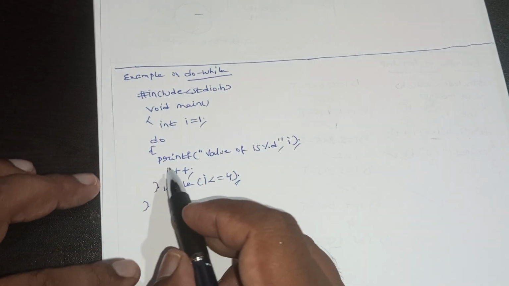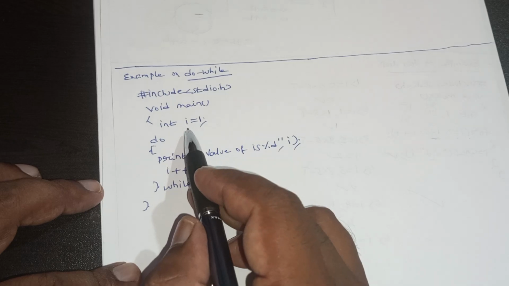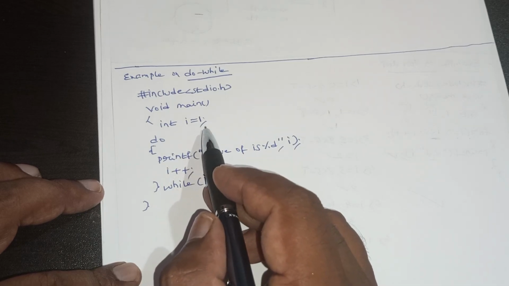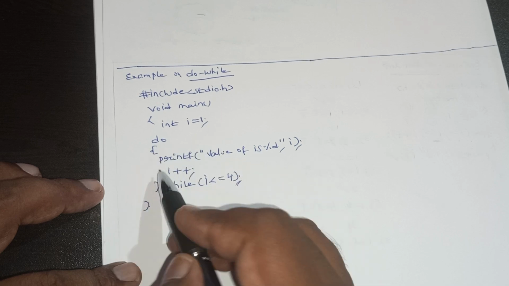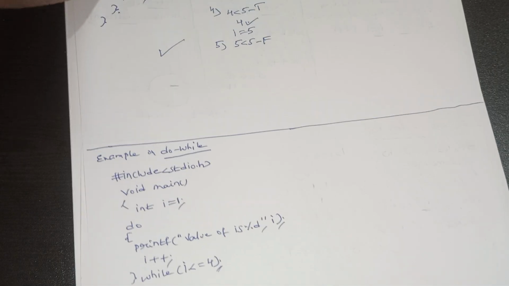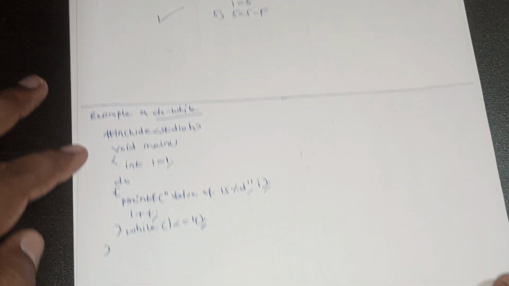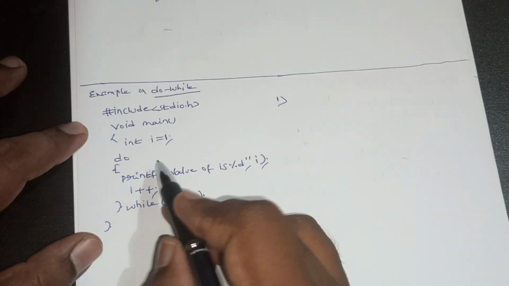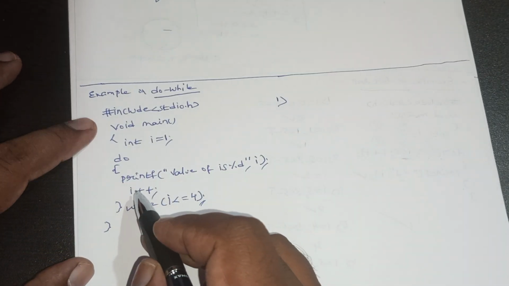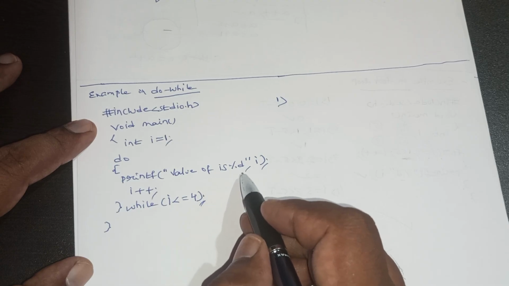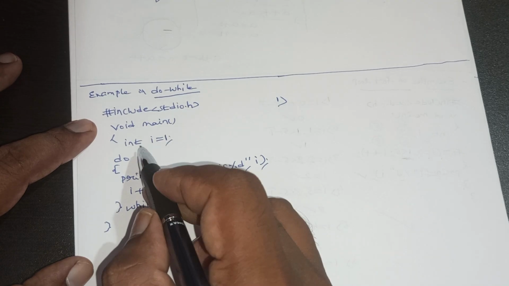Now what is the program or concept? I equal to 1. How to read it: I is a variable of type integer having the value 1. Now do it once. I'm writing the output here. See, I'm not checking any condition. Do it once. What am I doing? I'm printing the value of I with %d. What is I having? I equal to 1.